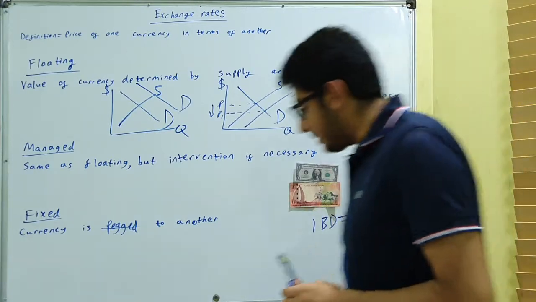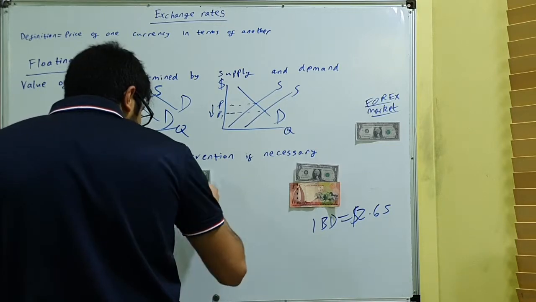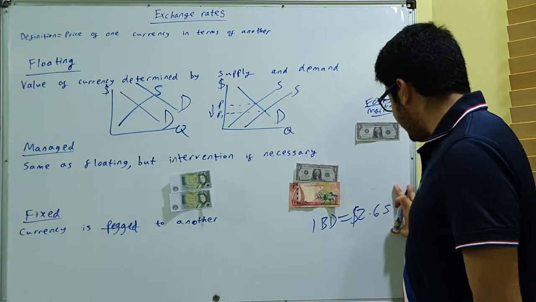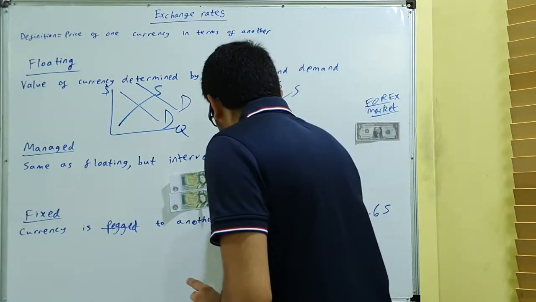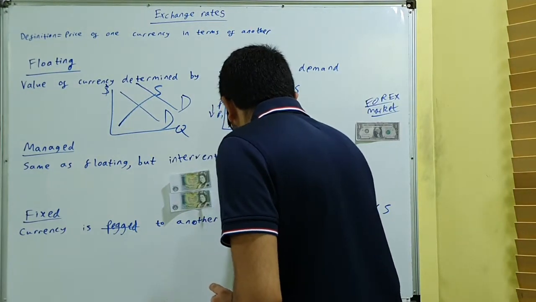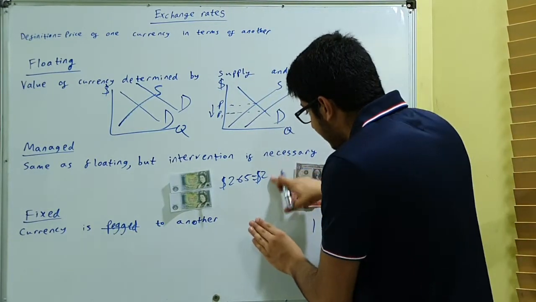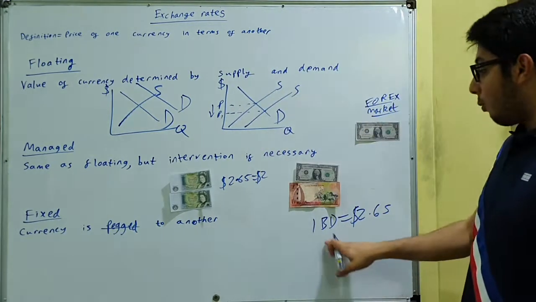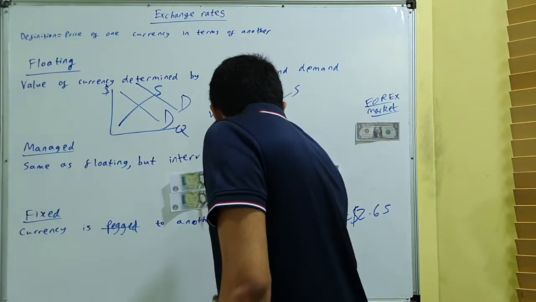Okay? But in terms of other currencies, let's say the pound, we know that $2.65 is approximately equal to 2 pounds. It's 2 pounds 3 cents, but for simplicity purposes, let's say $2.65 is 2 pounds. That means that also 1 dinar is equal to 2 pounds.